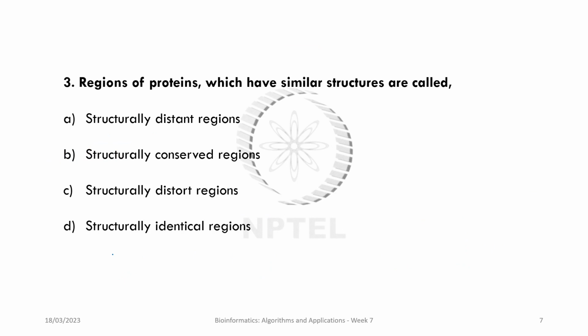All right. Question 3. Regions of proteins which have similar structures are called A. Structurally distant regions, B. Structurally conserved regions, C. Structurally distort regions, and D. Structurally identical regions. Okay. Vijayanta has answered again. Anybody else? So one vote for conserved.